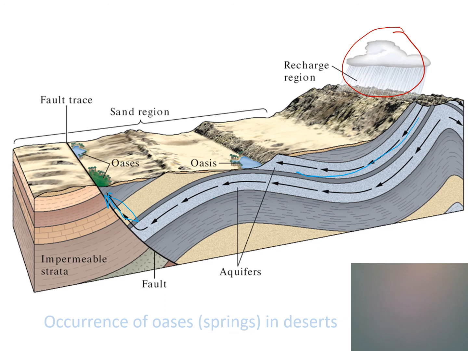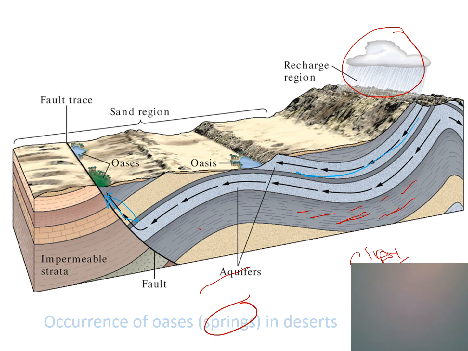So this is just showing you how we get oases or springs in deserts. Here's an aquifer, here's an aquiclude right here, and we always show aquicludes with these dashed lines that represent shale. Remember, shale is composed of clay particles, and clay particles are the teeniest of the tiny sediment sizes.